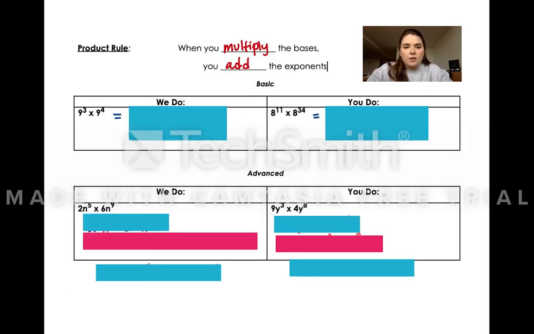Let's look a little more closely at the product rule. The product rule says that when we are multiplying the bases, we need to add the exponents. Let's take a look at the first one together. We've got 9 to the 3rd power times 9 to the 4th power. And so to combine it, we add those exponents together, giving us 9 to the 7th power.